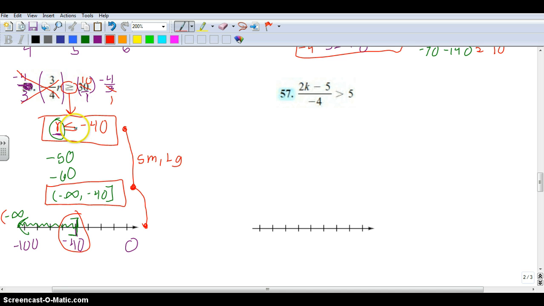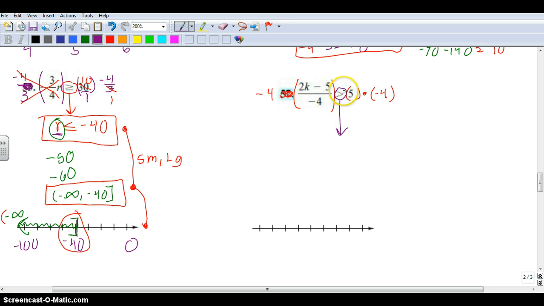So, all right, let's try 57. Hopefully you notice that we're going to multiply both sides by negative 4 to eliminate that negative 4 in the denominator's place. So we're going to multiply the other side by negative 4. Once again, we're going to have to flip that inequality sign.